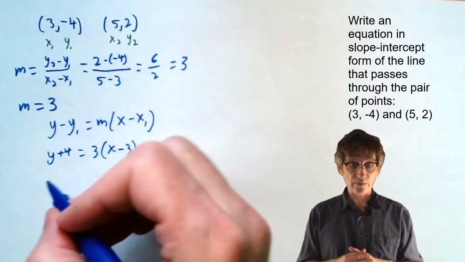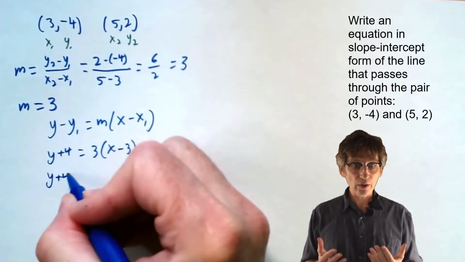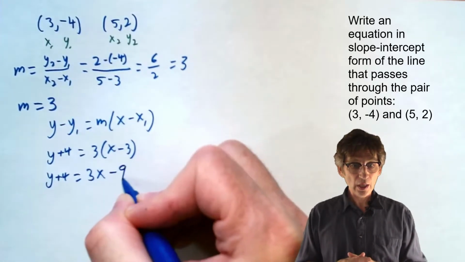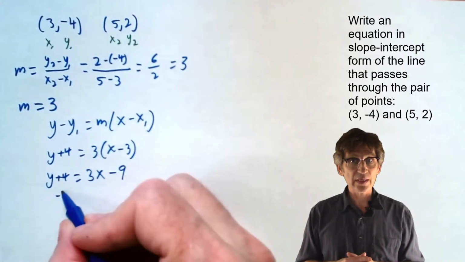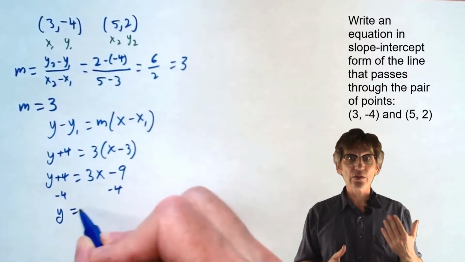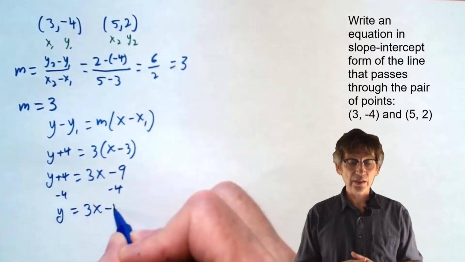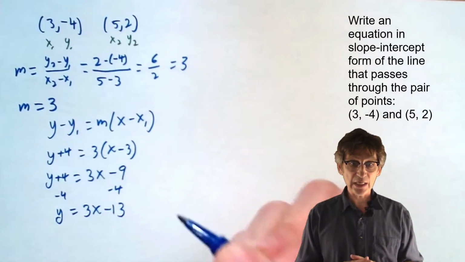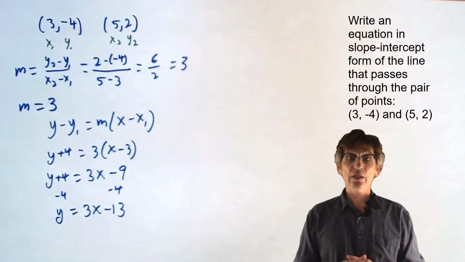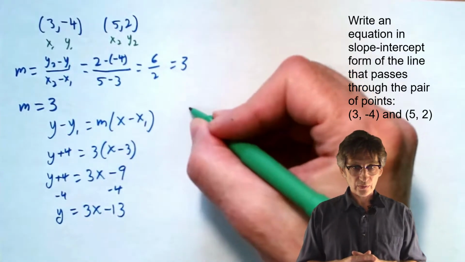times x minus 3. To simplify this and convert it into slope-intercept form, we are distributing on the right side of the equation, getting 3x minus 9, and then subtracting 4 from both sides to give us y equals 3x minus 13. That is the slope-intercept form of the equation that contains these 2 points. So y equals 3x minus 13.